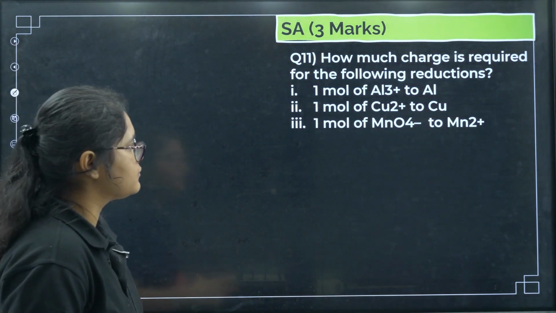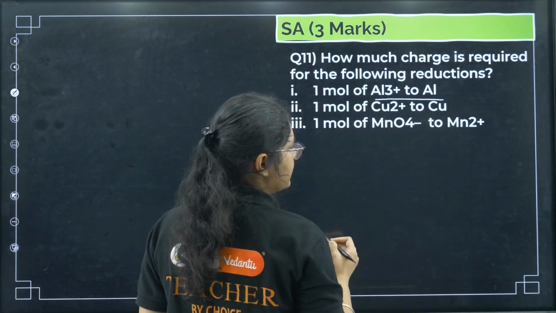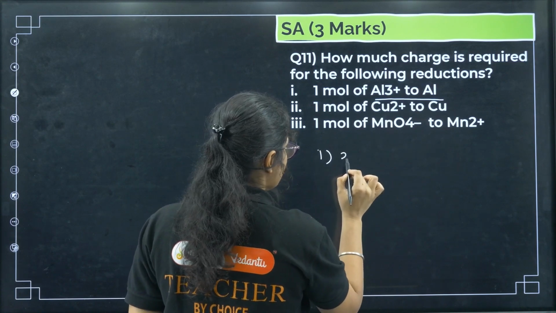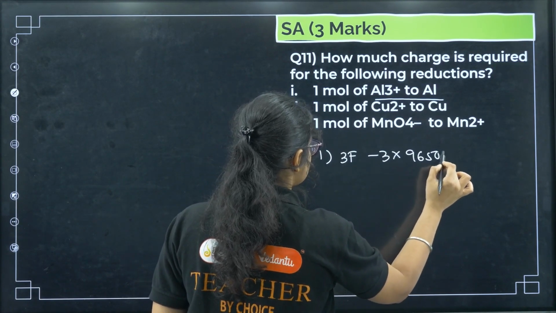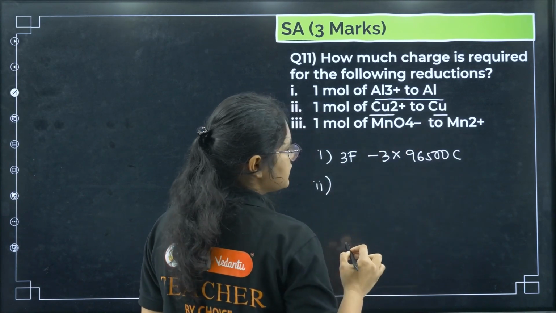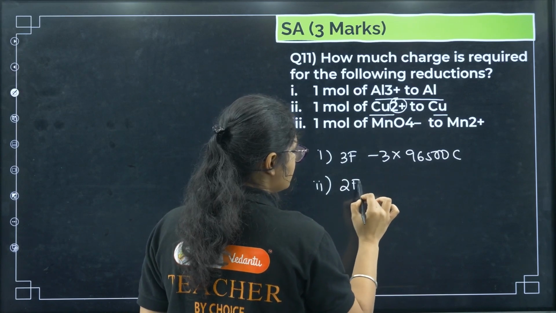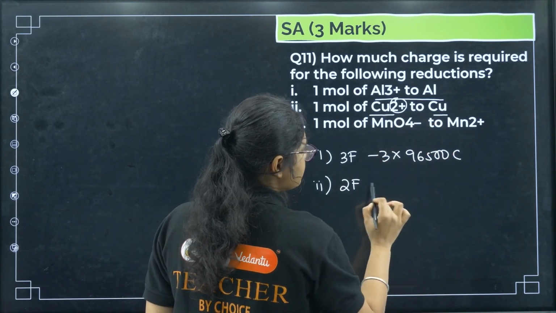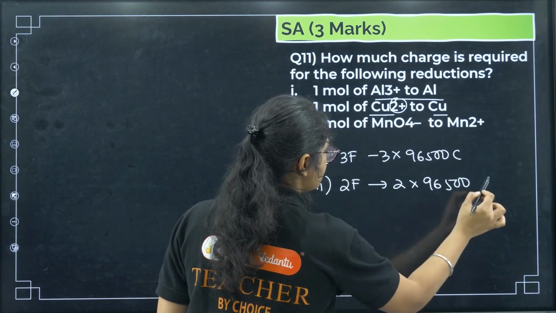Next, how much charge is required for the following reductions to happen? So Al3+ to Al, we need 3 Faraday, right? So 3 Faraday means 3 into 96500 coulombs. Next we have Cu2+ to Cu. You can see a plus 2 charge is there, right? So you need 2 electrons to make it neutral. So 2 Faraday means 2 into 96500 coulombs.